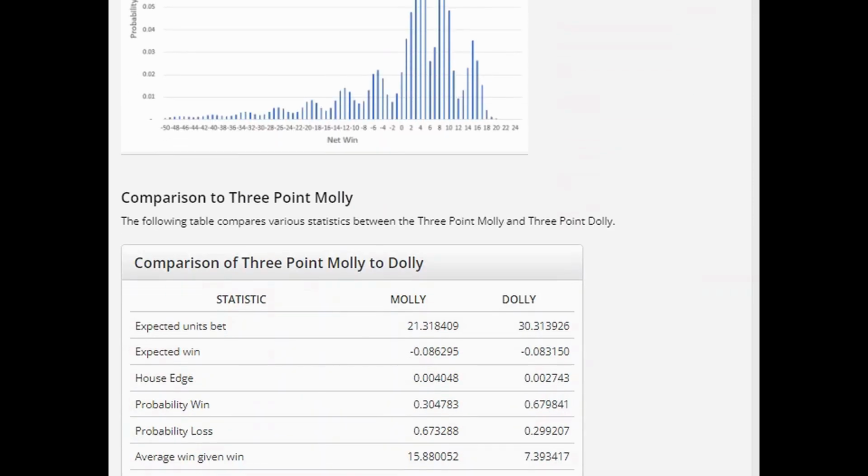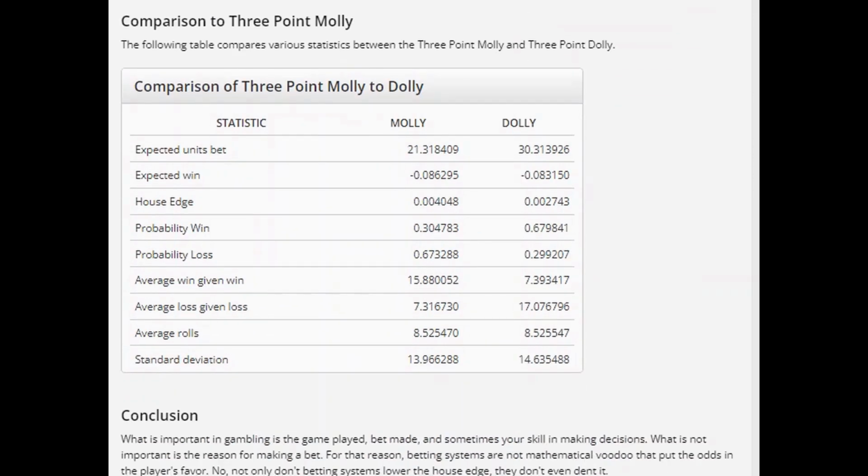So here are some particular statistics comparing the 3-point Dolly to the 3-point Molly. You can see the probability of success of the 3-point Dolly per session is 68%, whereas it's only 30% with the 3-point Molly. However, when you win with the 3-point Dolly, the average win is only 7.4 units, whereas it's 15.9 with the 3-point Molly. On the flip side, when you lose with the 3-point Dolly, the average loss is 17.1 units, whereas it's only 7.3 units with the 3-point Molly.